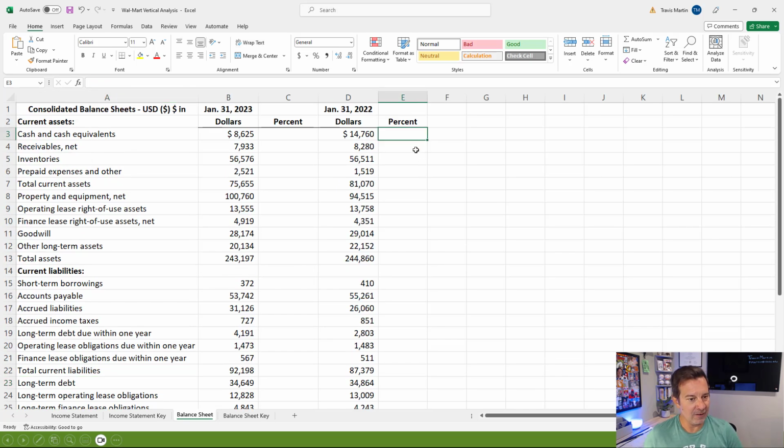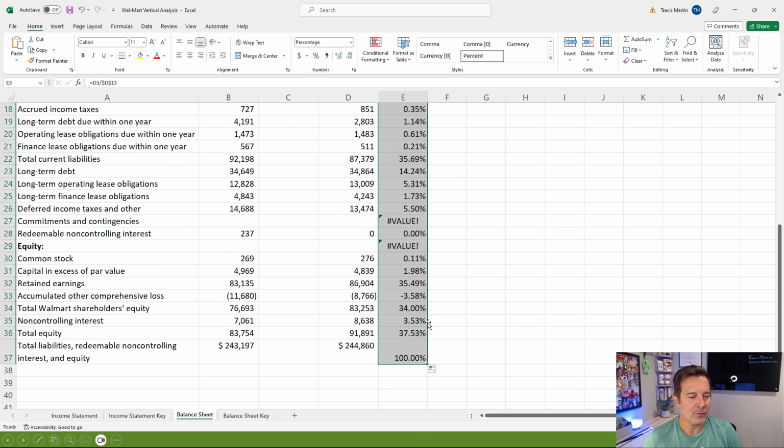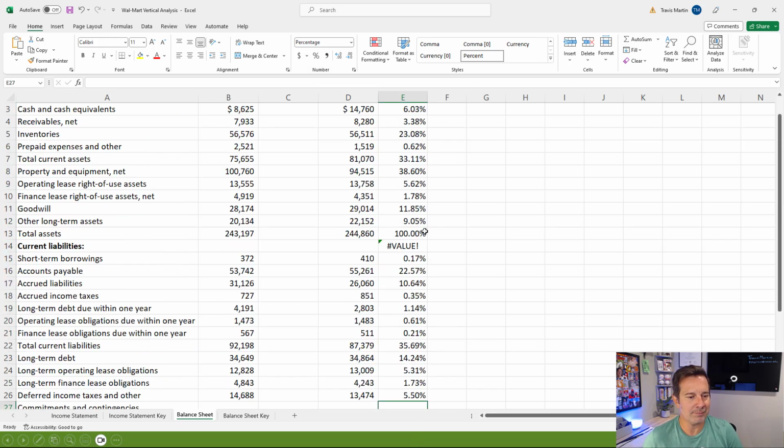We're going to take every line on the balance sheet and divide it by total assets. Again, I'm going to make that an absolute reference, that way I can copy it. Turn it into a percent, give it a couple decimal places, and then just copy it on down. Real quick and easy when we do it in Excel.